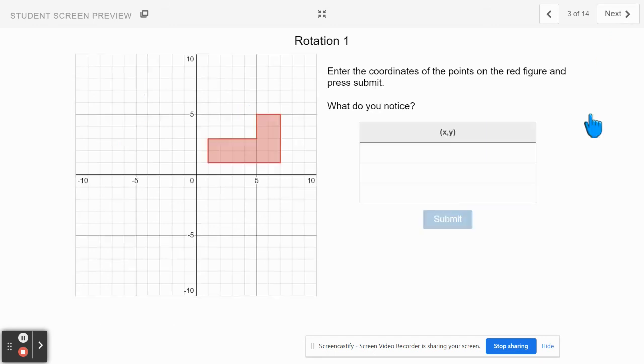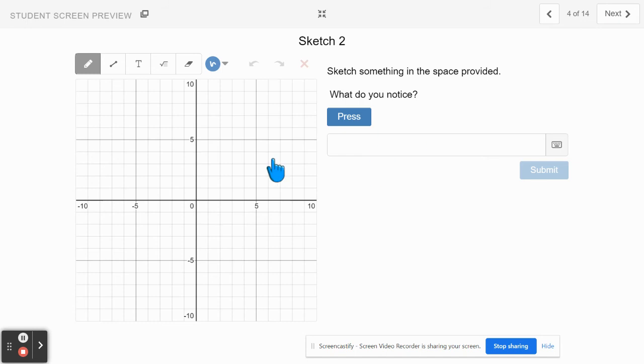All right. Enter the coordinates of the points on the red figure and press submit. Enter the coordinates. This one's going to be kind of tough. Let's see. They're giving you spaces provided, but for this one, we're going to skip this page. I don't want you guys getting so boggled up by the rules. Go ahead and sketch something in here, and I want you guys to do slide 4. So we're skipping slide 3.